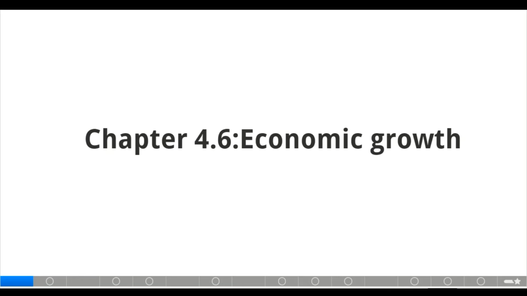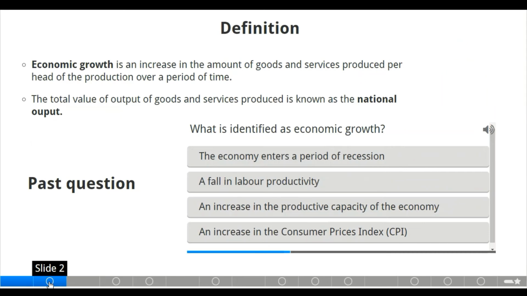Today we'll be discussing economic growth. What do we mean by economic growth? Let us go to our slide. First slide, we have the definition of economic growth, and we also have one or two past questions here.